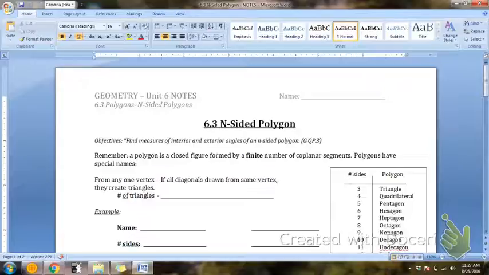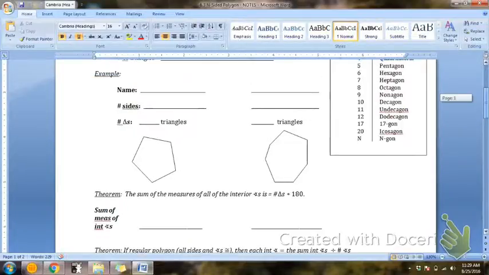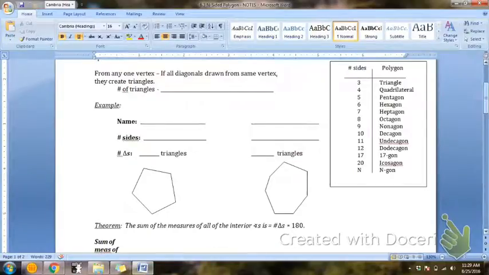All right, a polygon is a closed figure formed by a finite number of coplanar segments. All that means is it's a shape that has no open sides on it. So from any one vertex, if all the diagonals are drawn from the same vertex, they create triangles. And I will explain exactly what that means in just a minute. So the number of triangles in any shape, no matter what the shape is, is always going to be 2 less than the number of sides. So we're going to put that in that blank there.